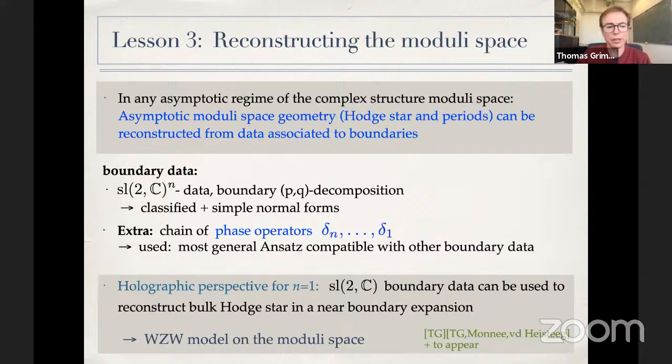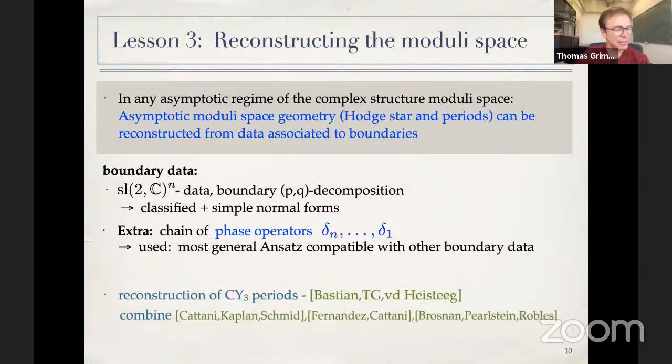And then you can in fact develop some sort of holographic perspective for this. And this is actually very nice in the n equals one case. So in the one-dimensional case where you just have an SL2, you can really systematically reconstruct the bulk Hodge star, going slightly inside the moduli space, by using this boundary data and solving some non-trivial recursion relations. In fact, what we recently understand is that this is fitting very nicely into some aspects of holography for Wess-Zumino-Witten models.